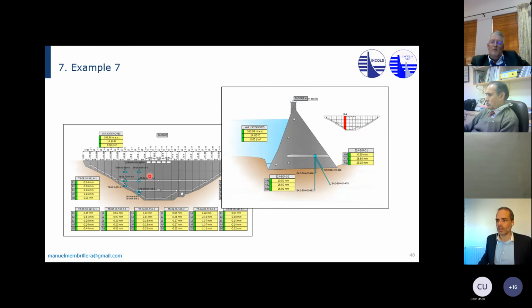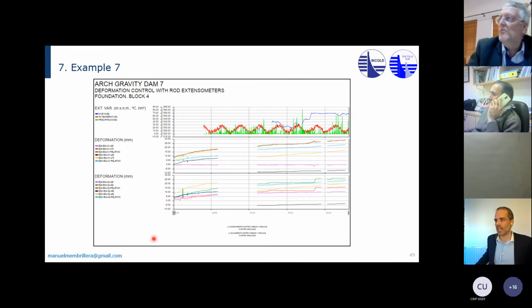These are the joints, the joint meters. So you can see the opening of the joint meters in millimeters, 0.8, 0.07. So the different evolution of the openings of these joints. And then look at this, rod extensometers into the foundation. This one's tilted. This is the absolute values in millimeters, but just look at this beautiful behavior.